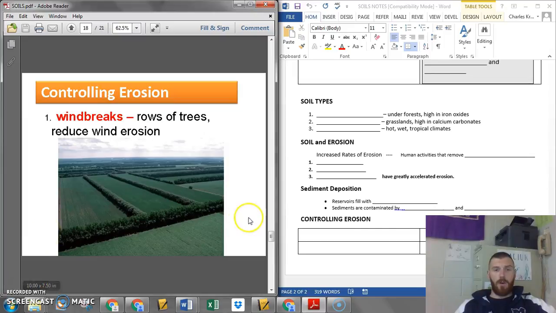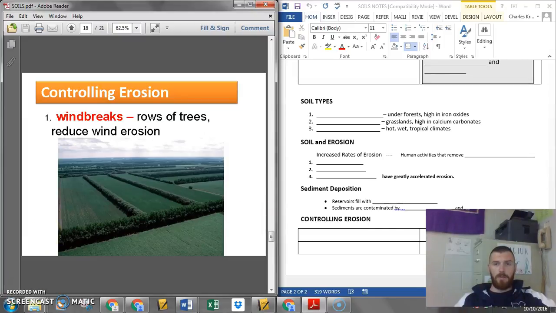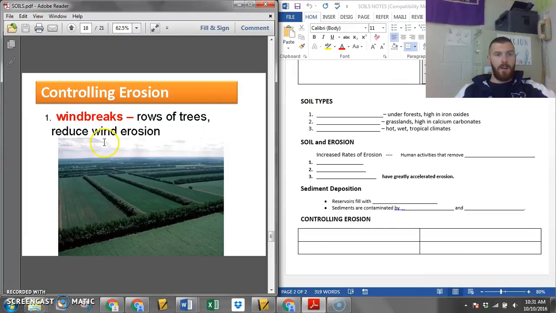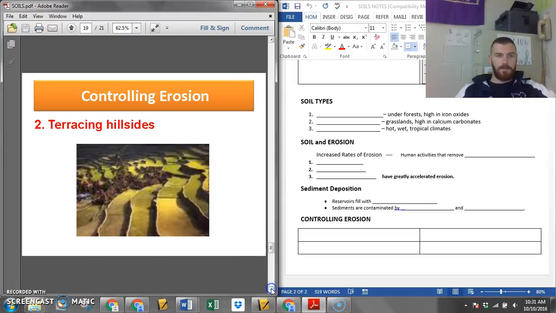Okay, so how do we control erosion? Let me move my face up here so you can see it. We can add windbreaks, which are rows of trees that reduce wind erosion. We can terrace hillsides, and you'll probably learn about terracing as you go through your history class. And basically it creates steps as it goes down to limit water erosion.